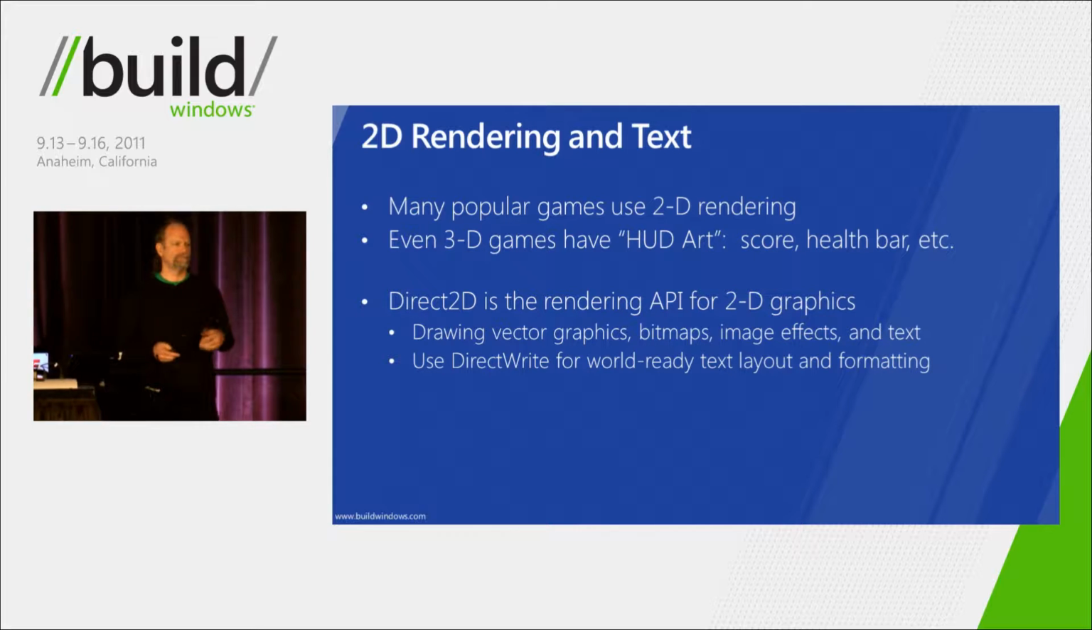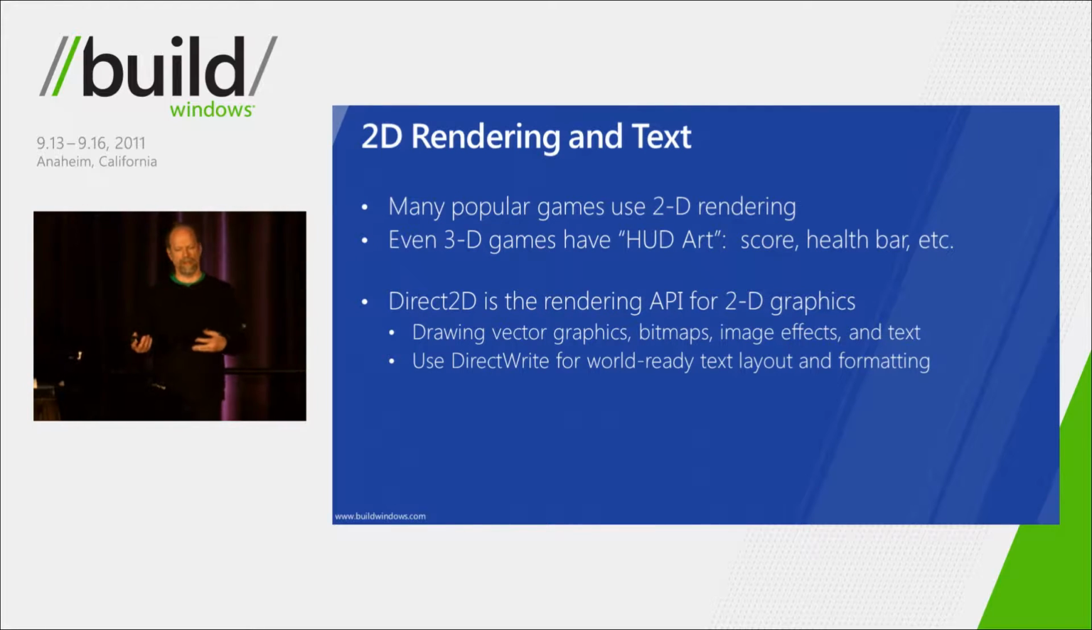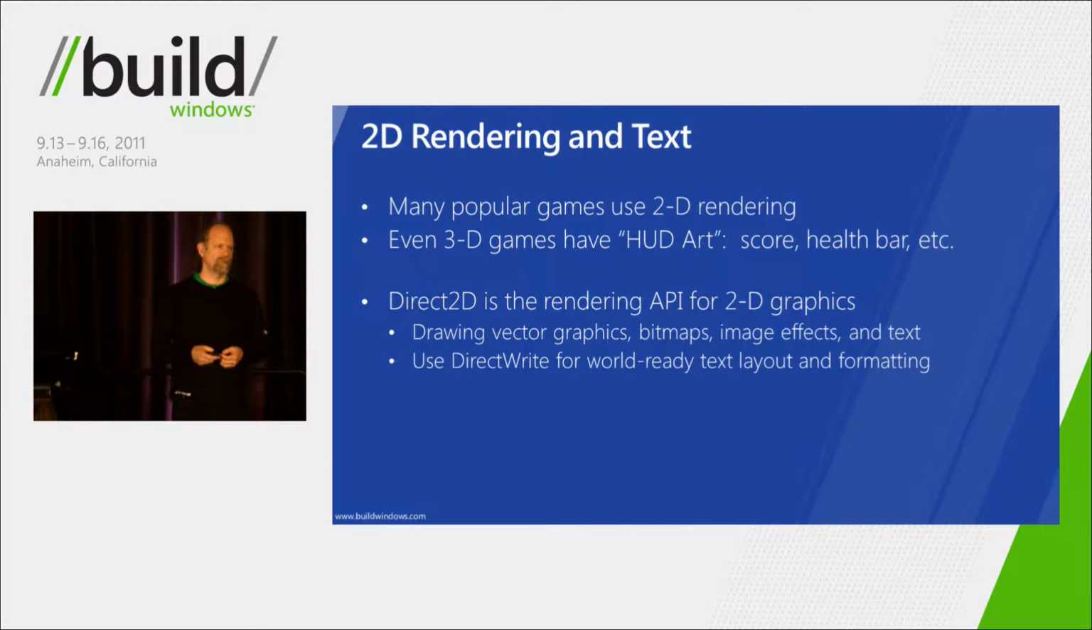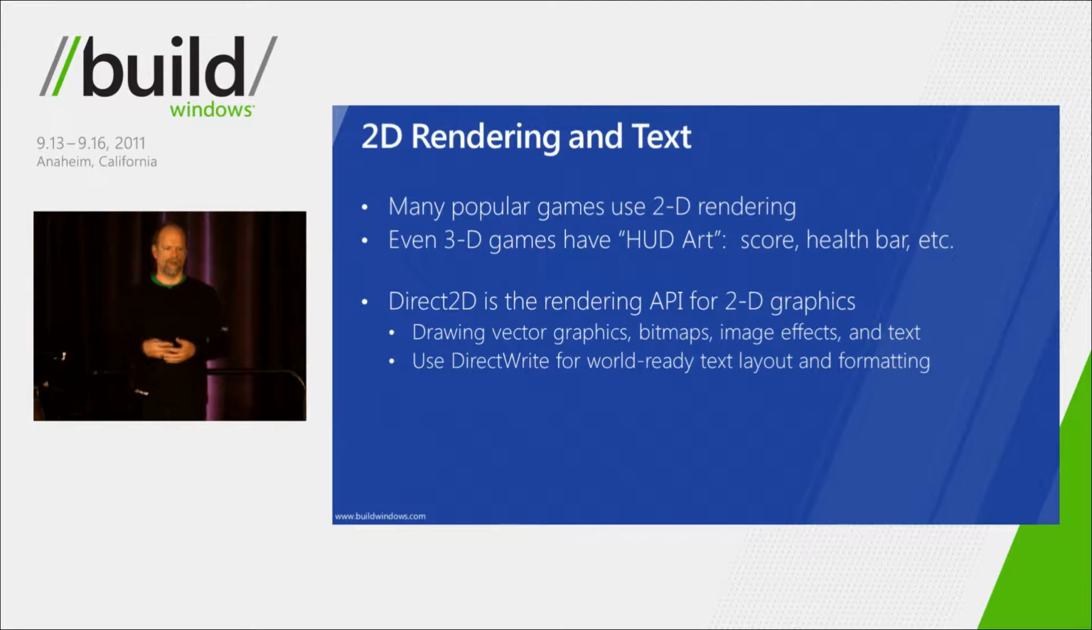It's highly optimized. It's optimized for drawing 2D structured graphics. It has image effects and also text, which is implemented using DirectWrite. And that's one of the advantages to that approach, that it's easy to localize. If you want to target 1 billion customers, you're going to be in a variety of different locales. So using a text API that's easily localizable will help a lot there.